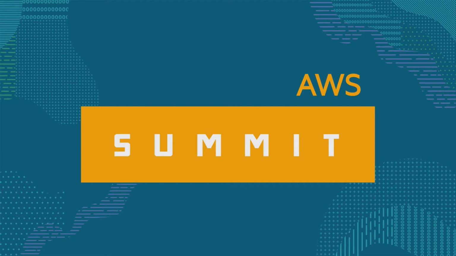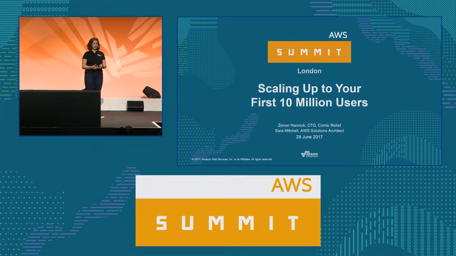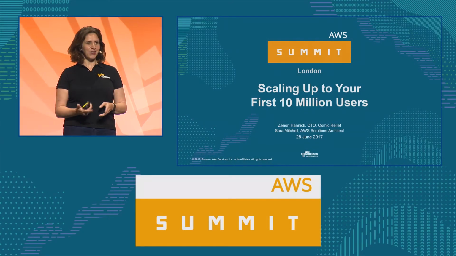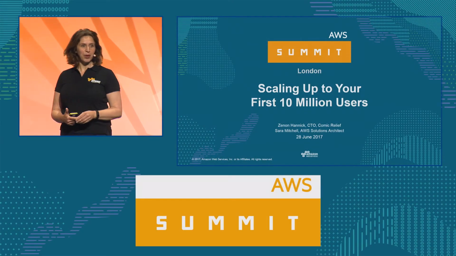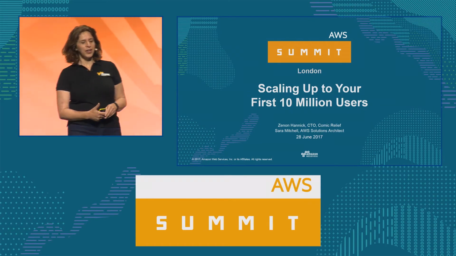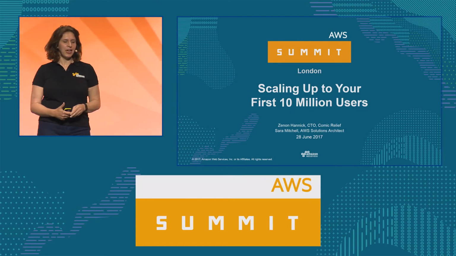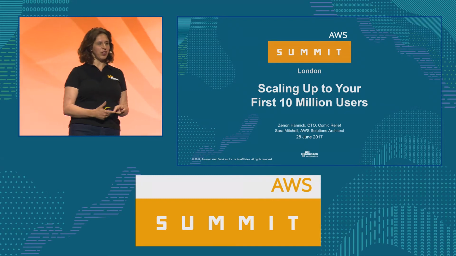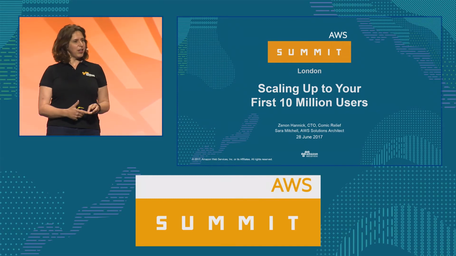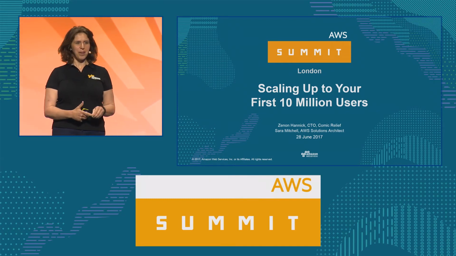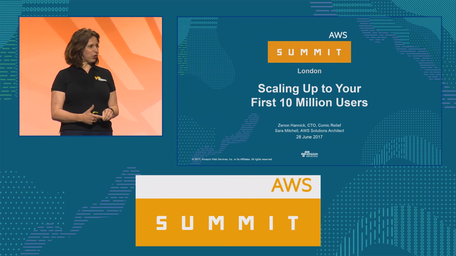My name is Sara Mitchell. I work for AWS as a solutions architect in the financial services team. And I'm here today with Zenon Hanik, who's the CTO from Comic Relief. We're going to talk to you about scaling to your first 10 million users. It's a fairly arbitrary 10 million users, but hopefully it's an ambitious goal for you all.